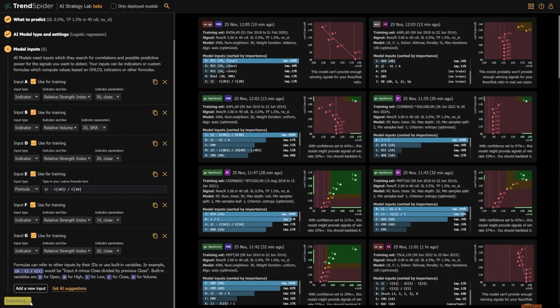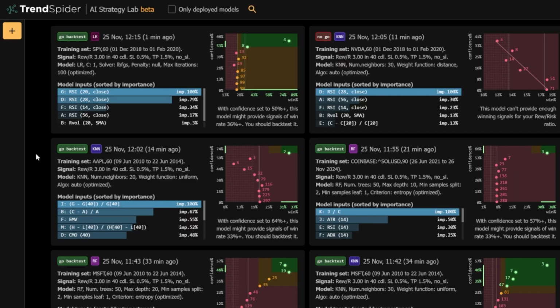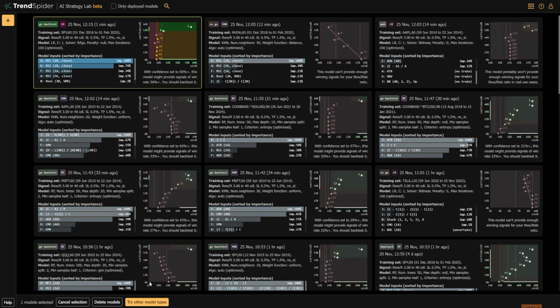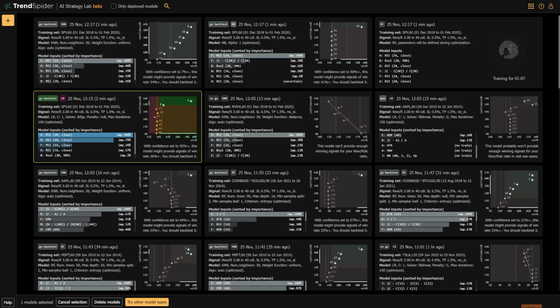With the training data and inputs defined, the AI Strategy Lab began training the logistic regression model. While the results were not deployment ready, they offered a glimpse of potential. The confidence versus win rate chart hinted at opportunities worth exploring, prompting the use of the try other model types feature to test the same inputs with alternative models. That's where things got interesting.